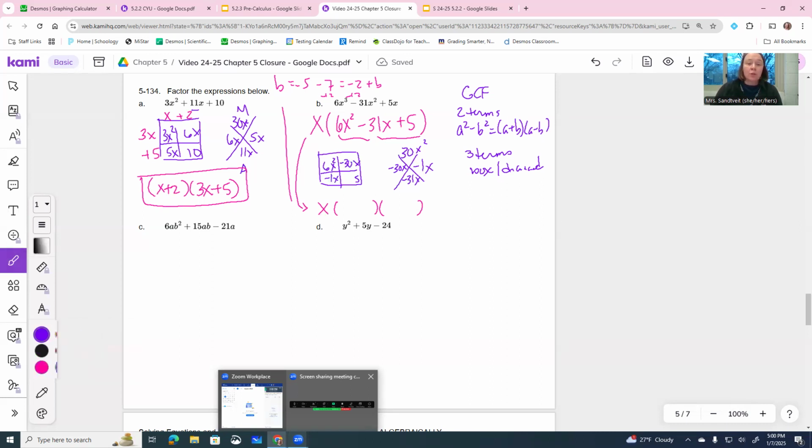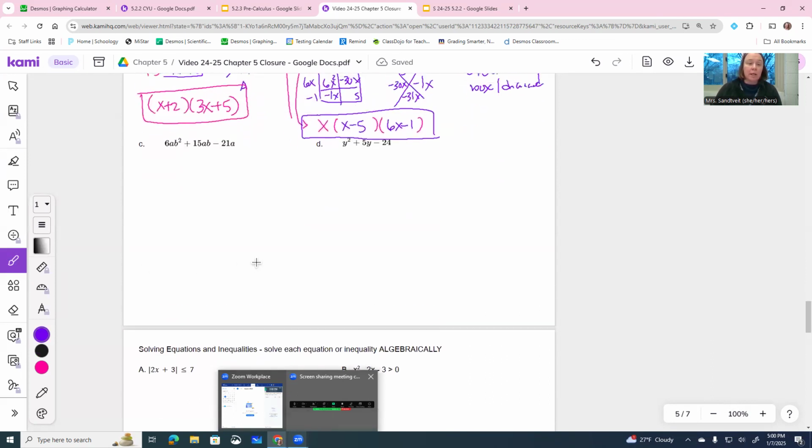And then from this row, what do they have in common as a factor? 6x, and 6x times what is 6x squared? Just an x. 6x times what is negative 30x? That's minus 5. x times what is negative 1? That's negative 1. And if I did it correctly, negative 5 times negative 1 is 5. So then my factors are, I've got this x I pulled out before, it's x minus 5, and 6x minus 1.